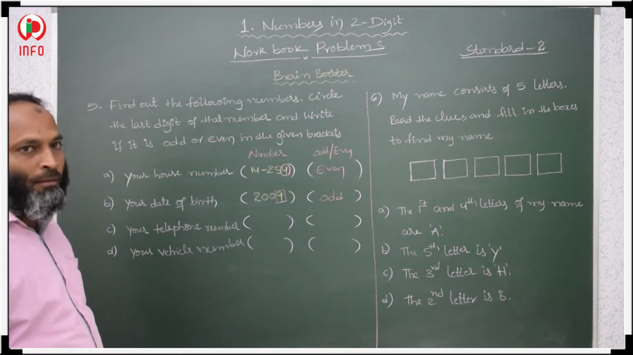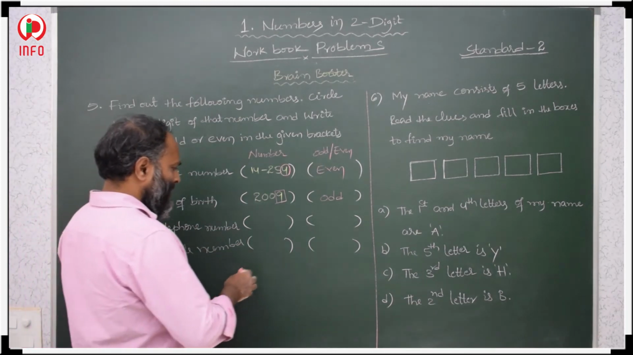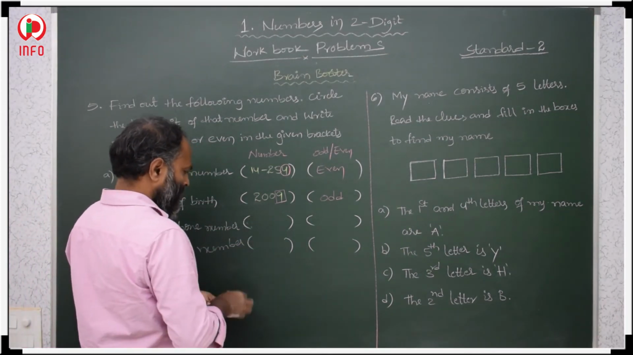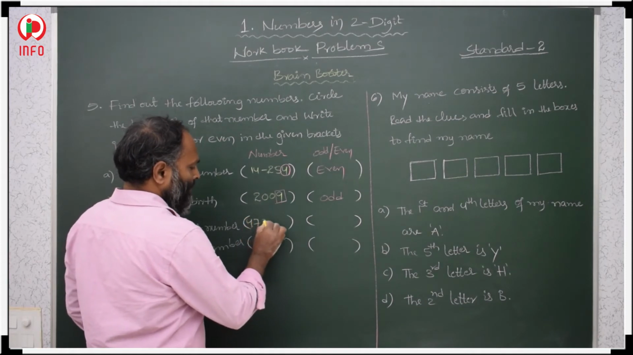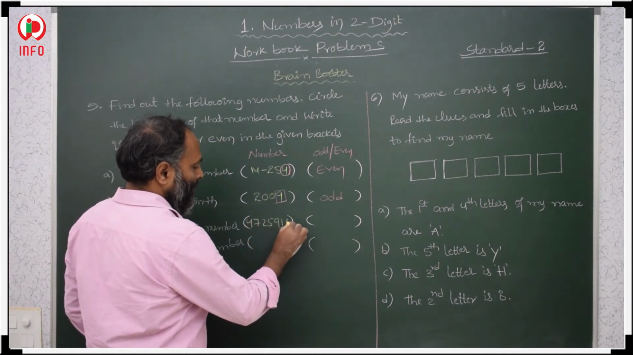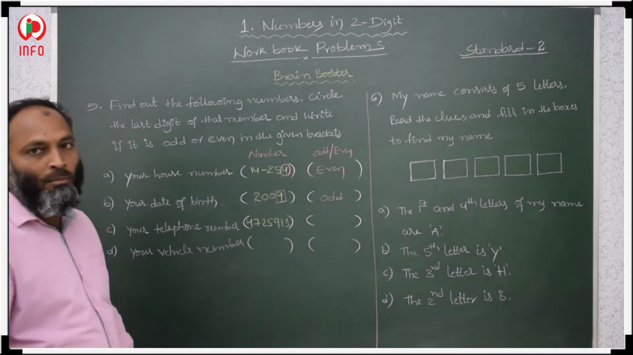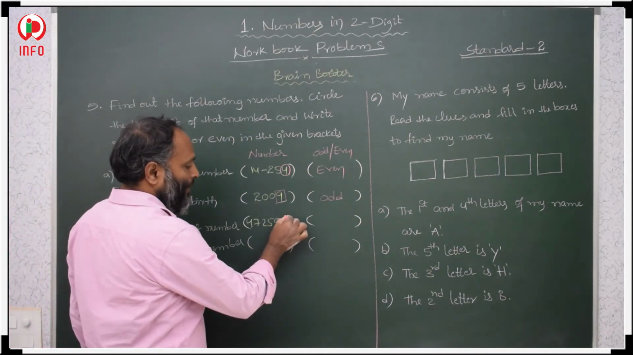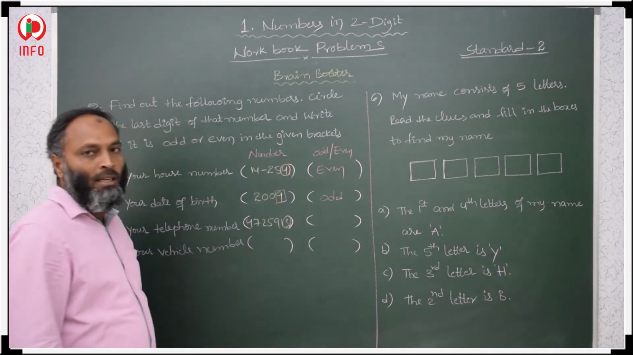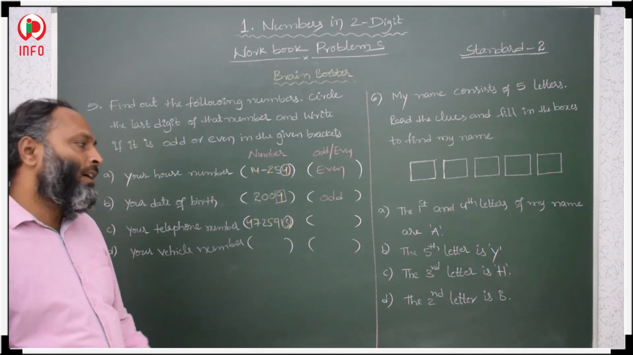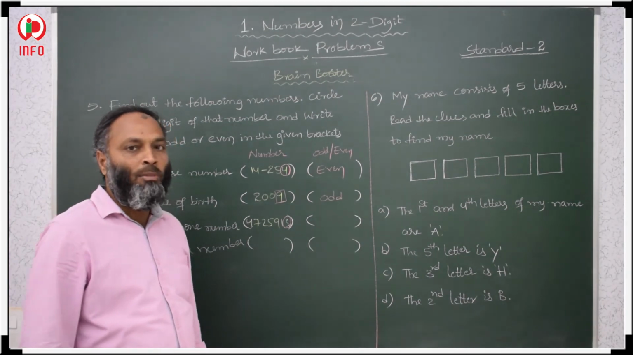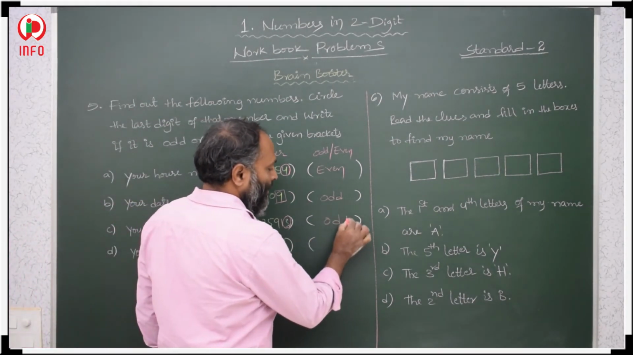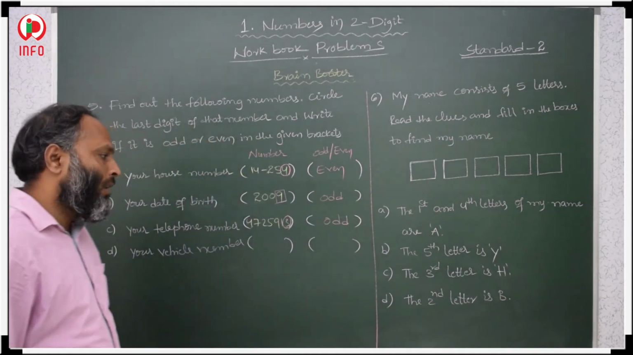Next, your telephone number. For example, I am taking 4725913. In this telephone number, what is the last digit? The last is 3, an odd number. Why is it odd? It is not divisible by 2, so it is an odd number.